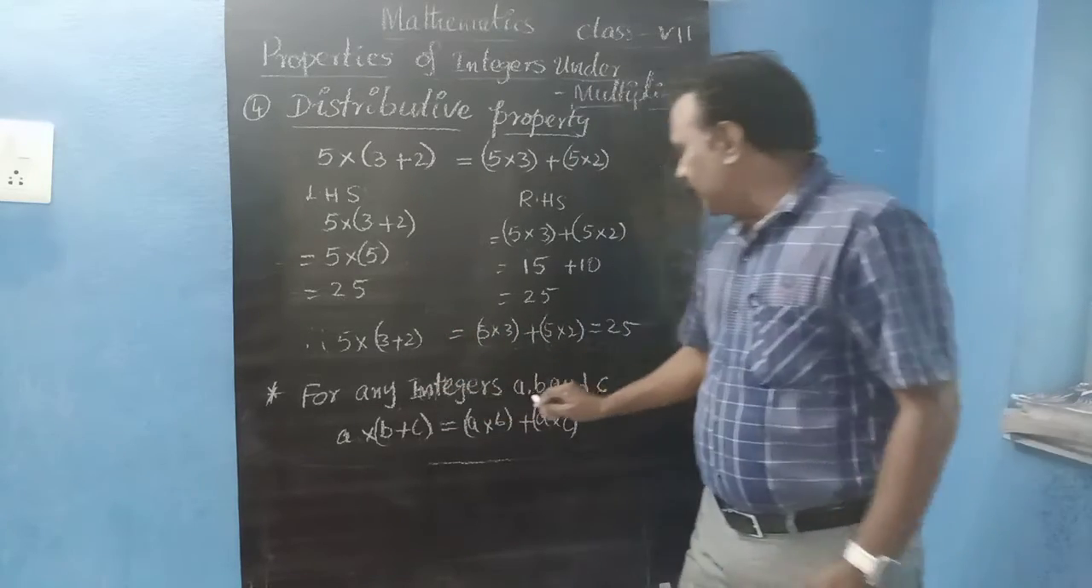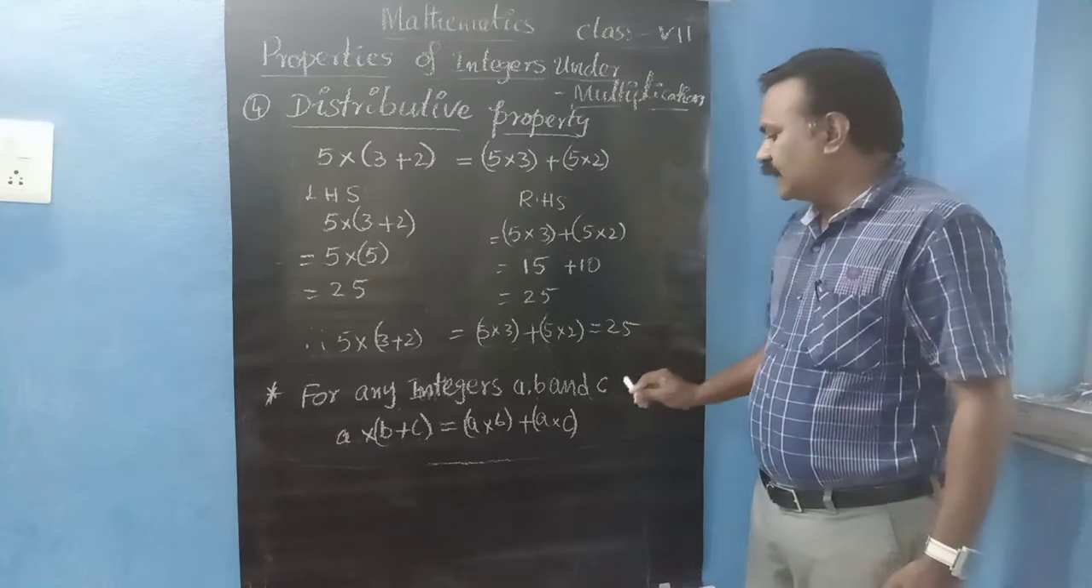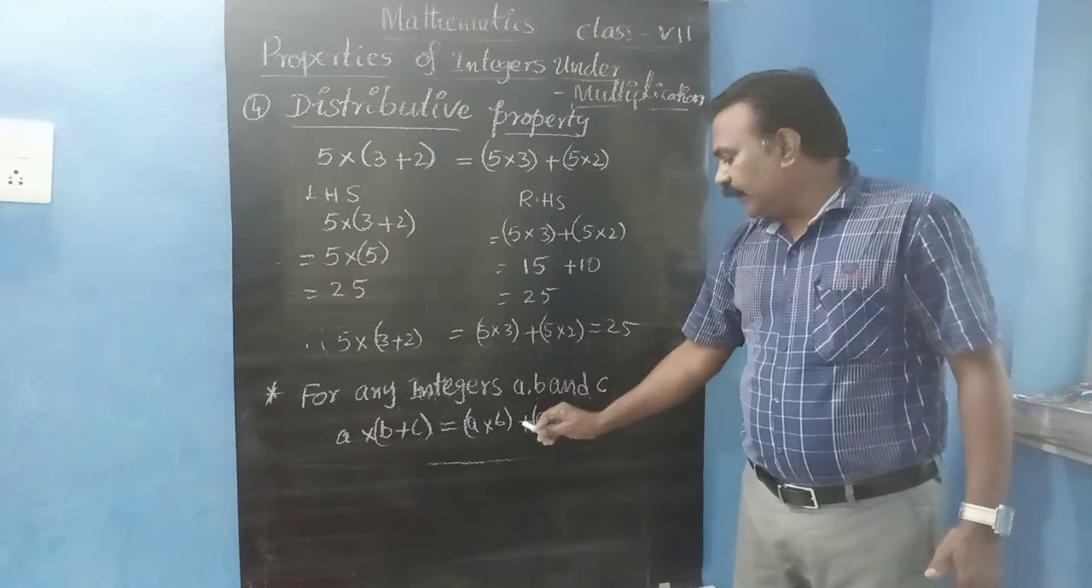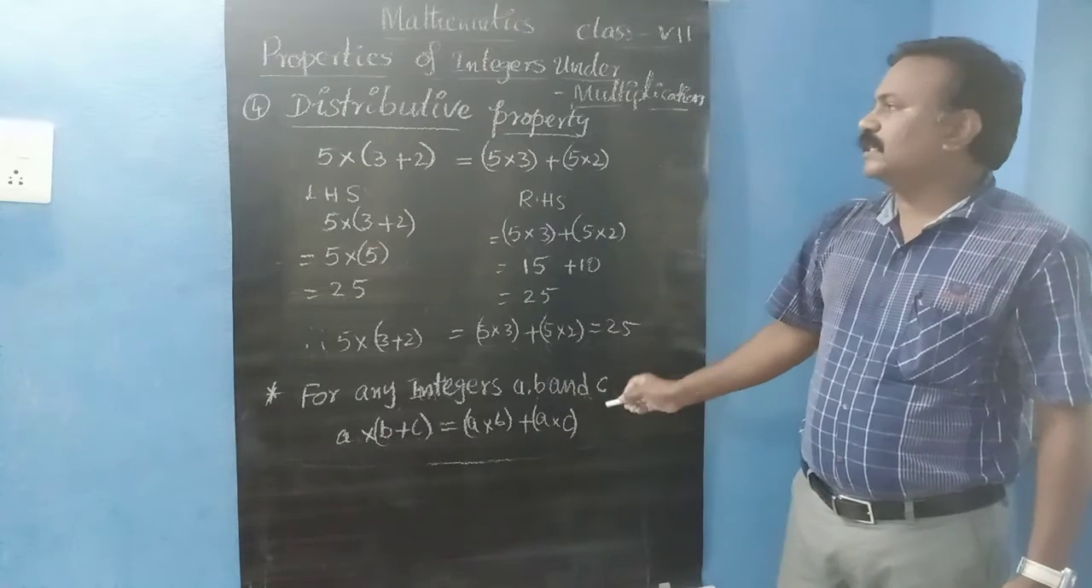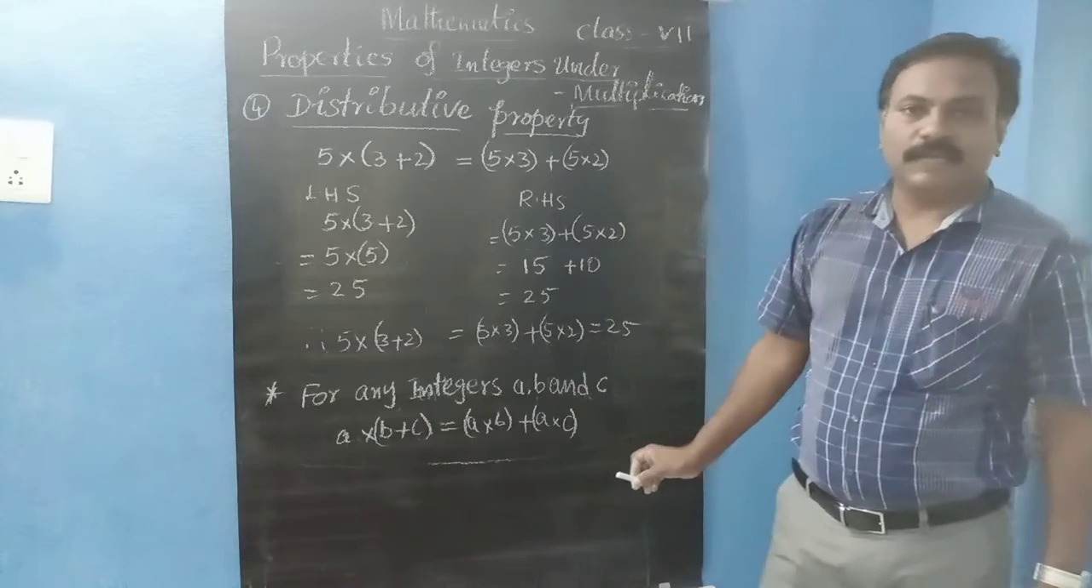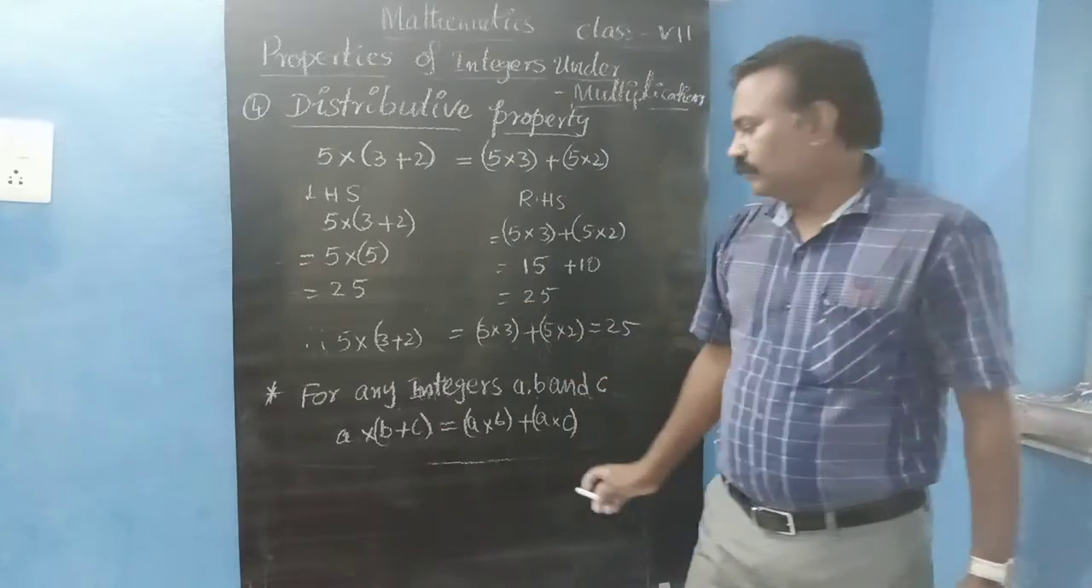For any integers a, b and c, a into b plus c is equal to a into b plus a into c. This is the distributive property under multiplication. Okay children?